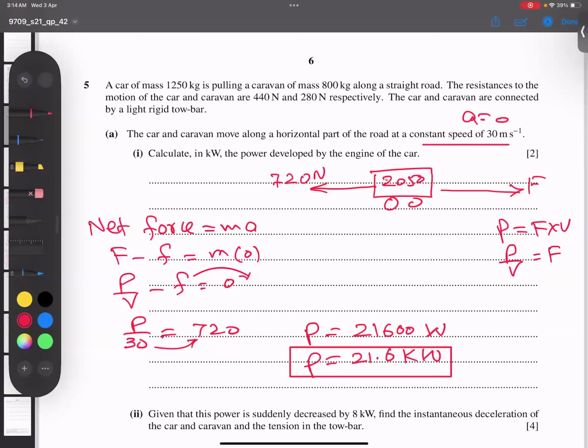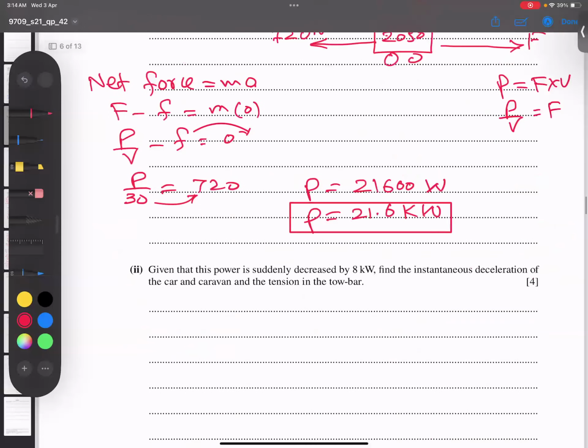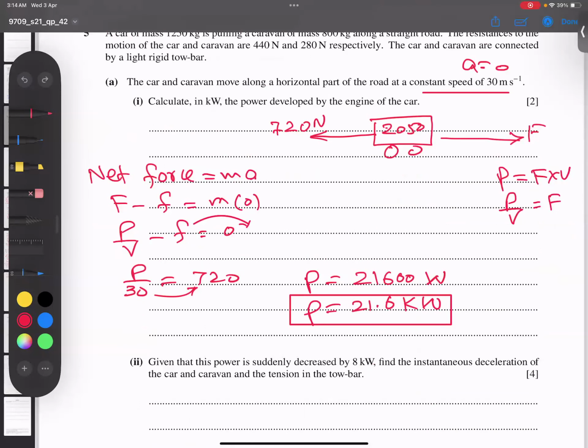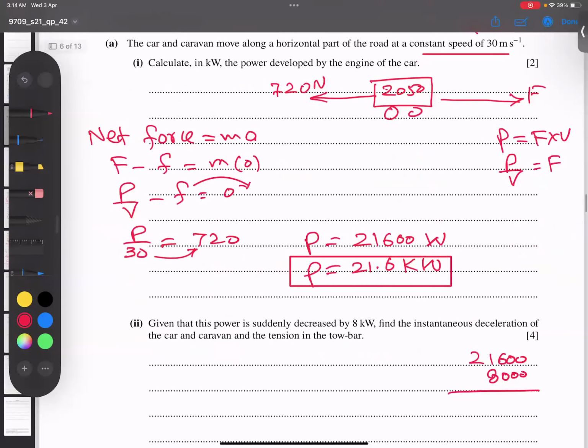Okay, let's talk about the second part. Given that the power is suddenly decreased by 8 kilowatt, it means currently 21600 and we subtract 8000. So 8000 it reduces, and we got 13600. I think this part is clear. And this is the new power, in watt. So this we got.